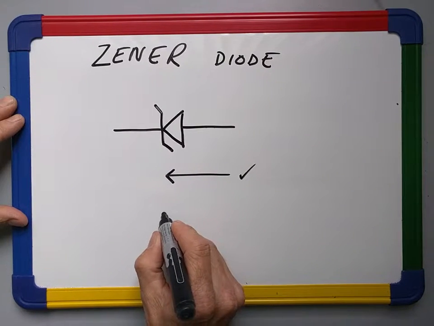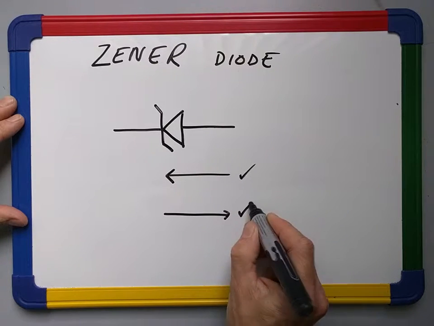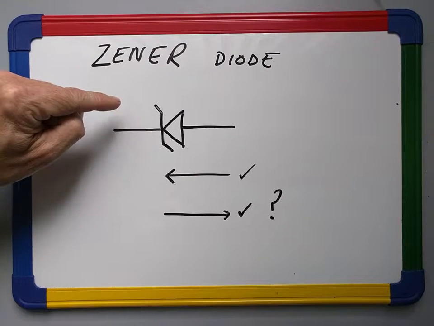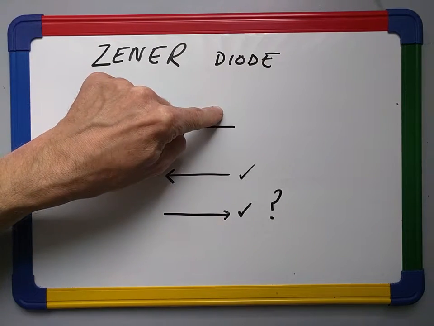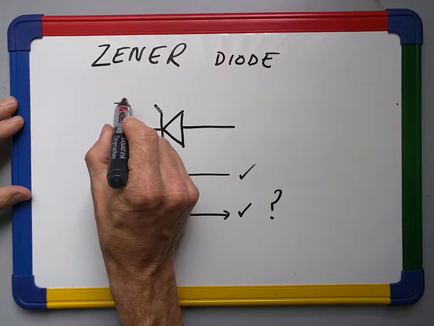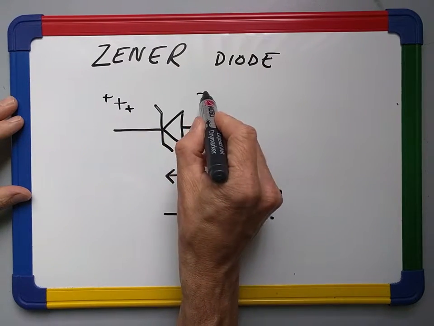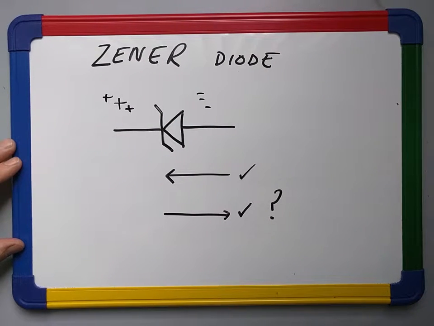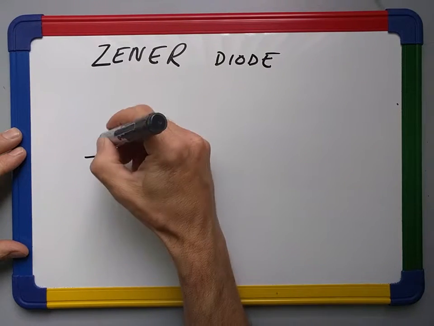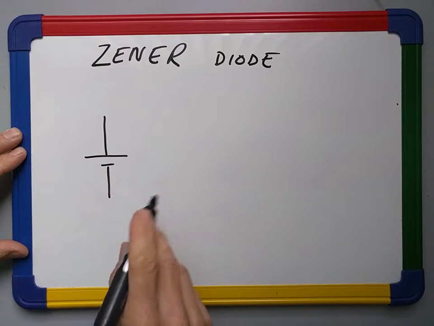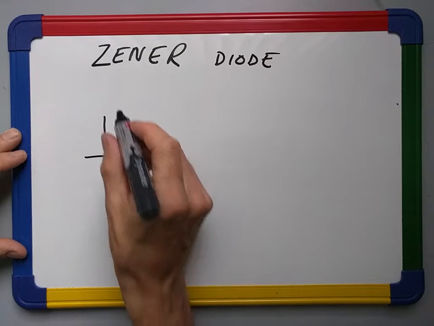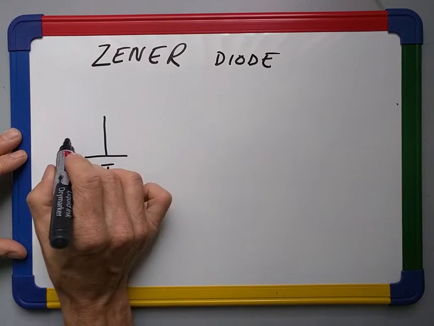But with a zener, we can also make current flow through it backwards, as long as we apply a high enough voltage to this side with respect to this side. So if we make this side much more positive than this side, we can actually force current to flow through the zener diode backwards, and that can be useful. So let's look at a situation where we have a DC supply, and zeners aren't usually used for rectification, for converting AC to DC. They're normally used within DC circuits.